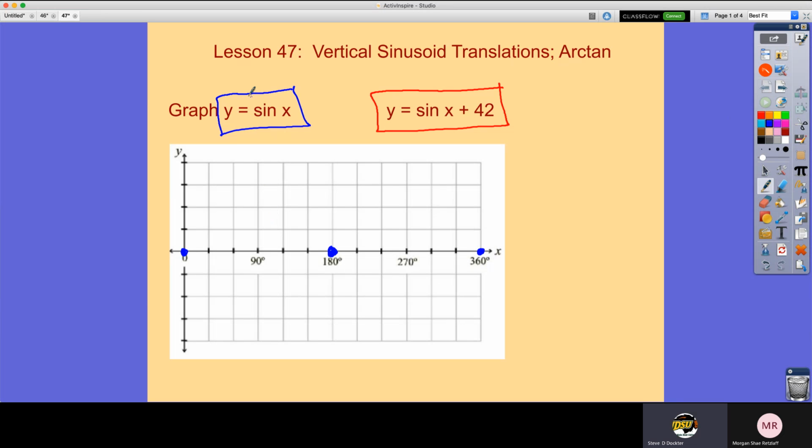Yeah, there's no a value. When there's no a value here, that means that it's a 1. So we're going to be up at 1 here. And then for 270, we'll be down at negative 1. And there's our graph. So there's our y equals sine of x. Any questions on that one?